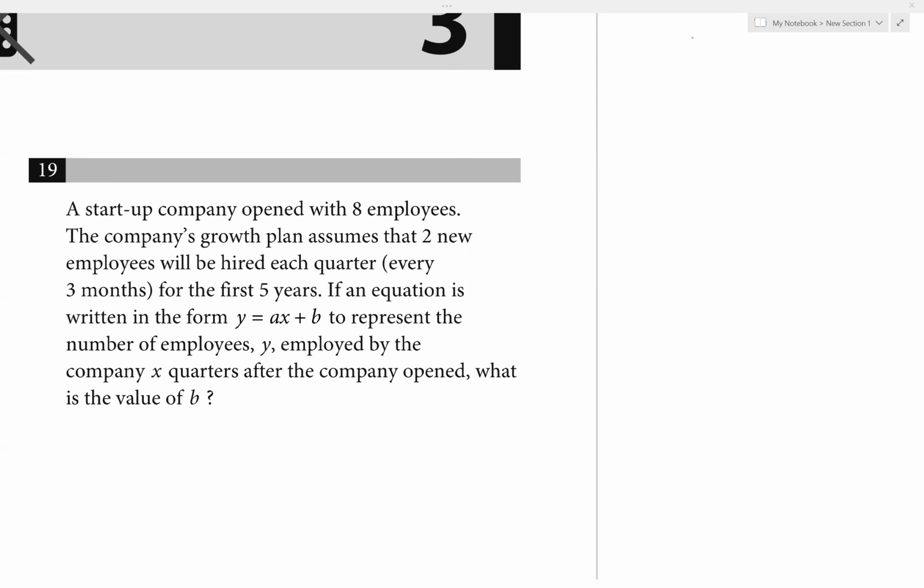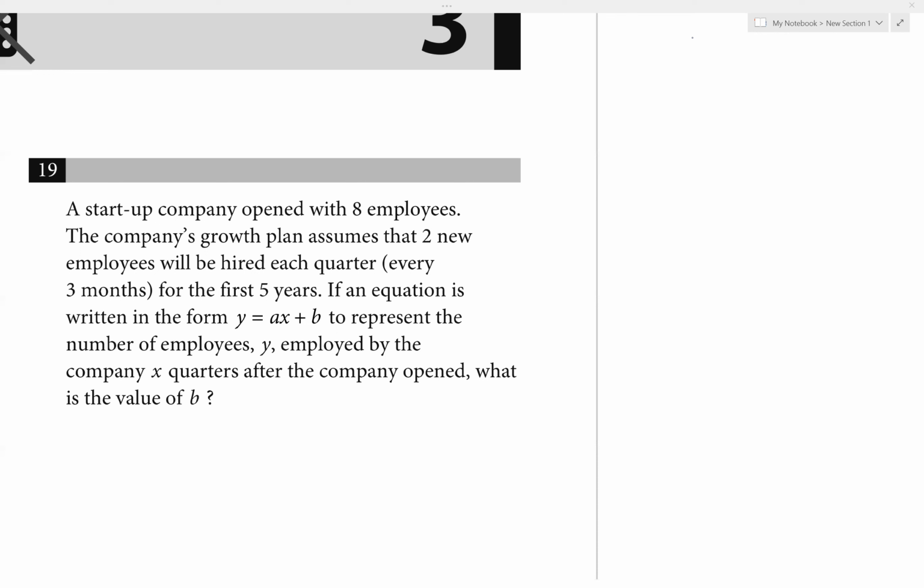All right, number 19, a startup company opened with 8 employees. The company's growth plan assumes that 2 new employees will be hired each quarter, or every 3 months, for the first 5 years. If an equation is written in the form y equal to ax plus b to represent the number of employees y employed by the company x quarters after company open, what's the value of b?